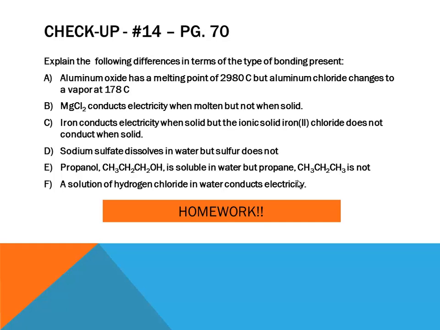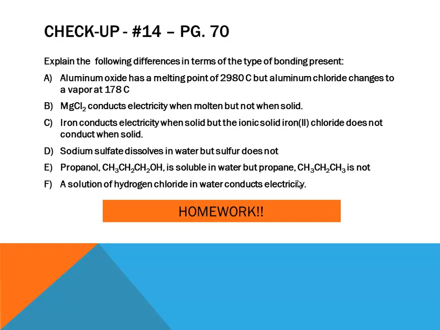Magnesium chloride conducts electricity when molten, but not when solid. Okay, you have to think about ions. C, iron conducts electricity when solid, but solid iron chloride does not. Think about the structure of free electrons for iron. Sodium sulfate dissolves in water, but sulfur does not. So you have to think about bonding.